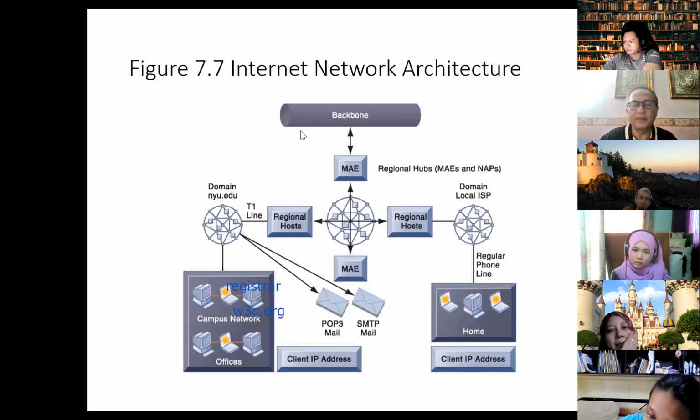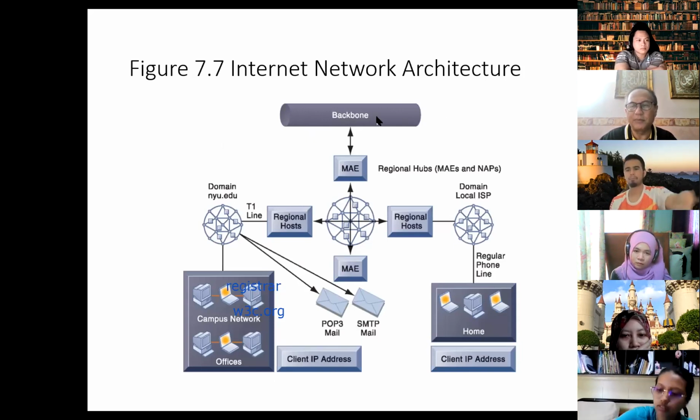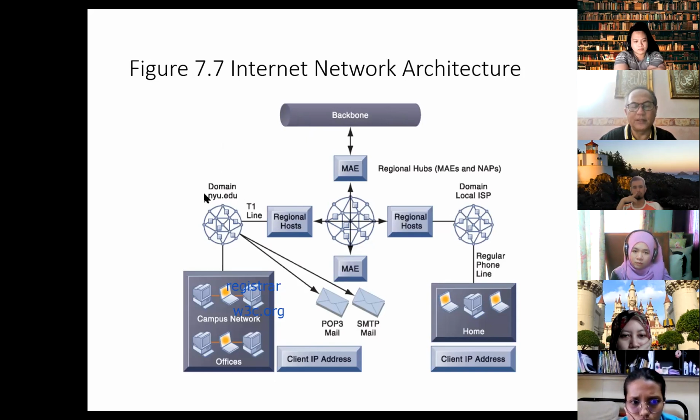Okay, this is a simple basic internet network architecture. We have a backbone, maybe T1, T3, connected to the regional hubs. We have a regional host, this is New York University, and then you can have a local ISP, internet service provider. We have a client IP address connected to this, and we have POP3 mail and SMTP mail.